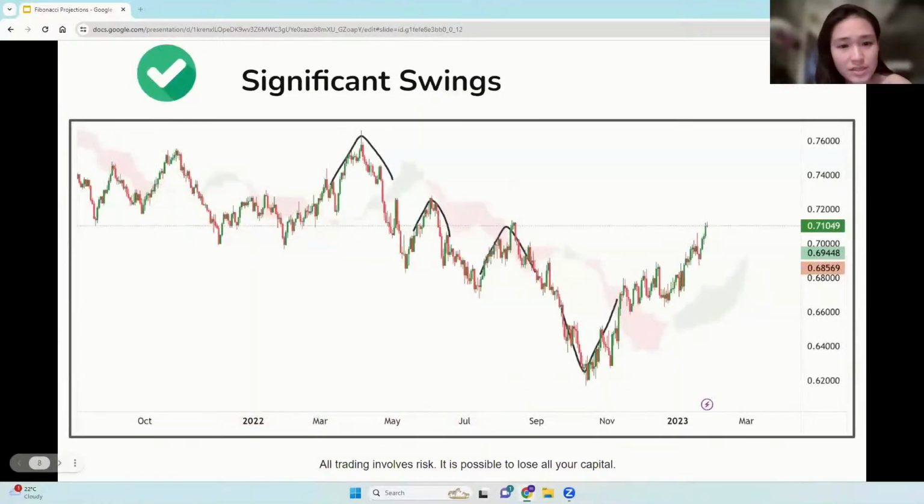Here's another example. I've drawn out the peaks and troughs to point out exactly how clear your market structure should look.